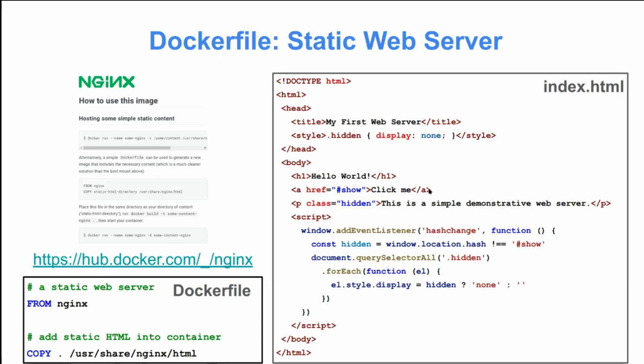Nginx and Apache both use this convention where files named index.html will appear when you visit a directory. So if you go to slash, you don't have to put index.html, you can just put slash, and then this document will be served to the user. So if we make this Dockerfile and then build it, we will have a website that lets you click it and hide things.